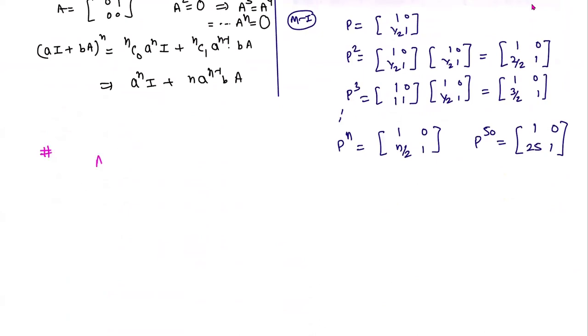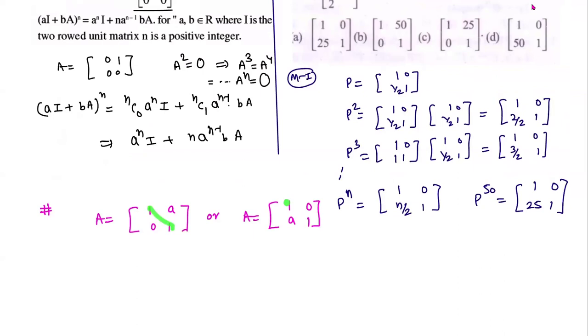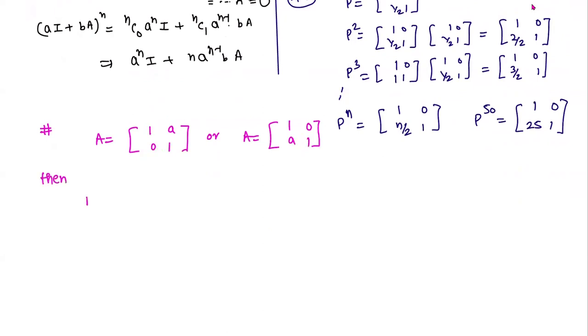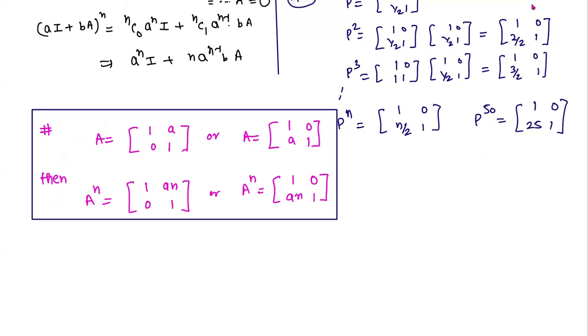If we have a matrix A as 1, 1, A, 0, or we have matrix A as 1, A, 0, 1, both with diagonal element 1, either this A and this 0, or this A and this 0, correct? Then what is A power N? In this case it is 1, 0, N times A, 1, or 1, N times A, 0, 1. Always remember this, they ask this result so many times in the exam.